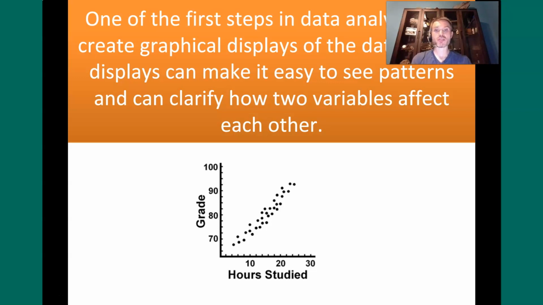This would be an example of a scatter plot. On the y-axis, you can see grades, so that was the grade that the student achieved, and on the x-axis, you can see the hours that the student studied. And sure enough, you can see a direct correlation between the hours that a student studies and the grade that they achieve. Hint, hint, hint.